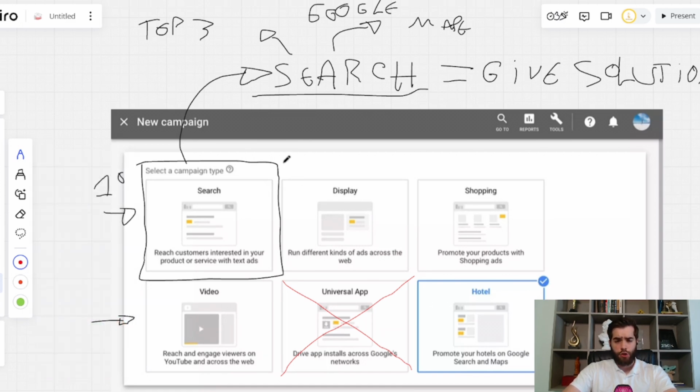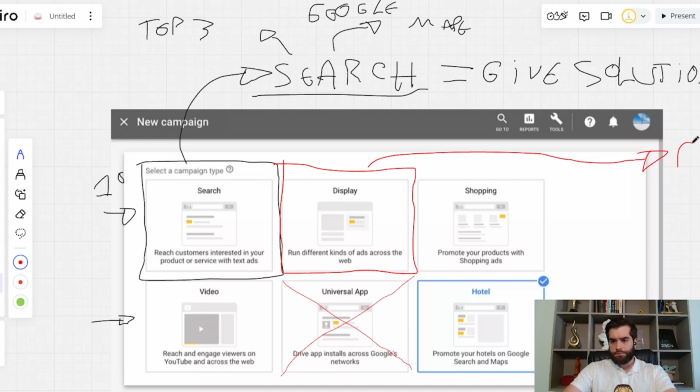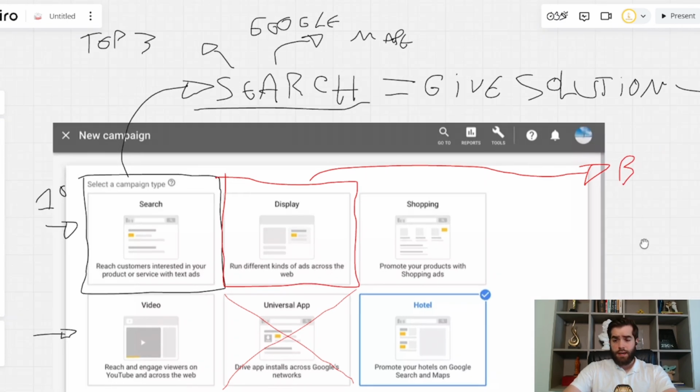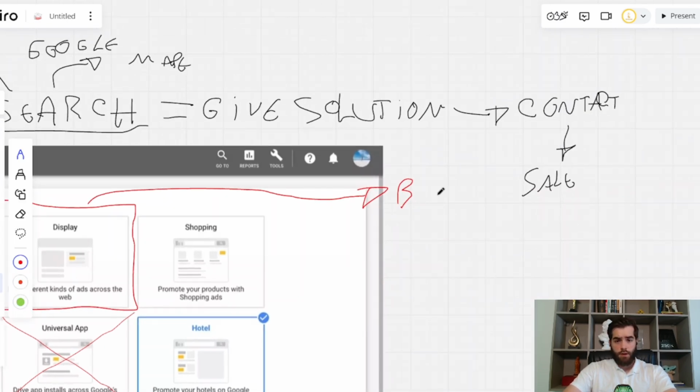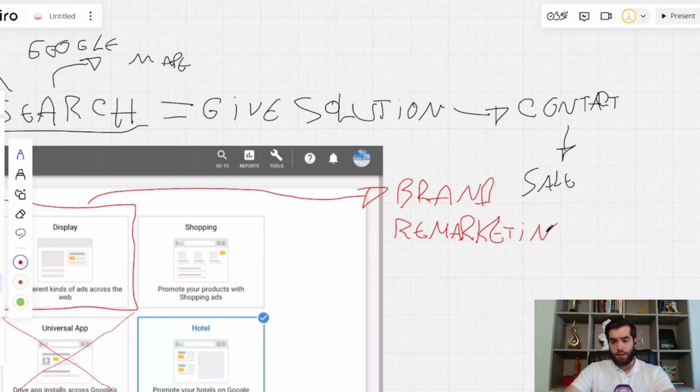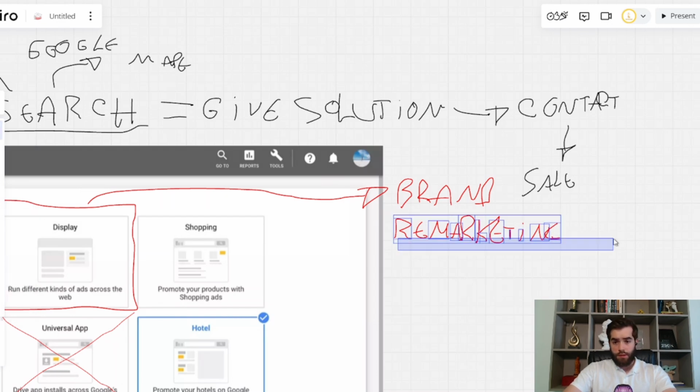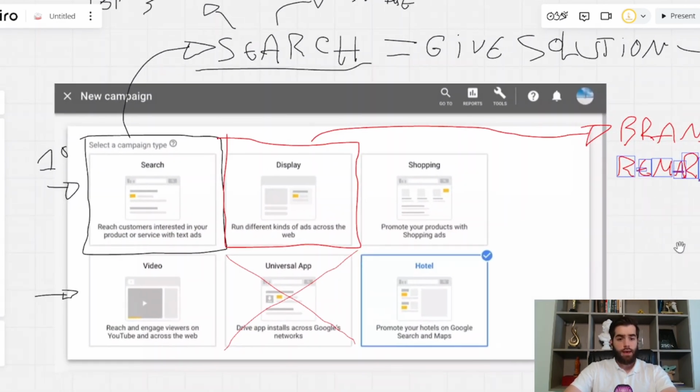The second one that we're going to talk about is display. Display is one type of campaign that is more focused on branding. You can use display campaigns to increase the brand of your company, or you can use them for remarketing. You can use it for both situations, and I recommend you use it only for remarketing if you have more budget. And if you don't have any budget, just give all of your money to search campaign, and life will be awesome.